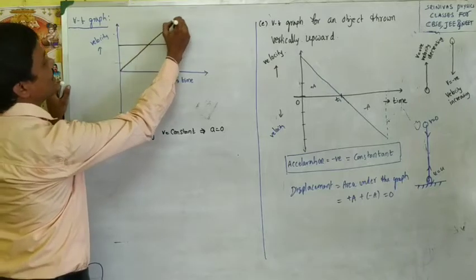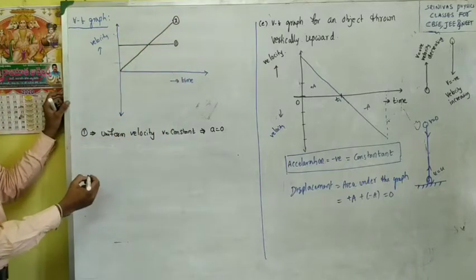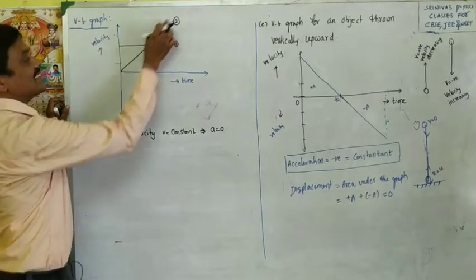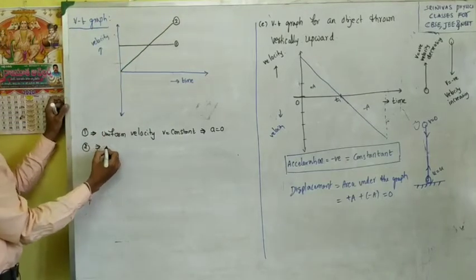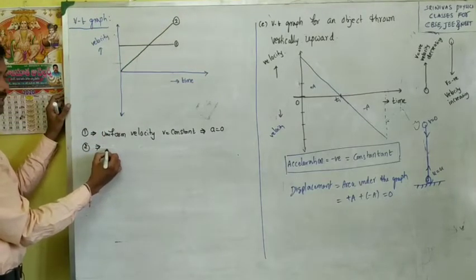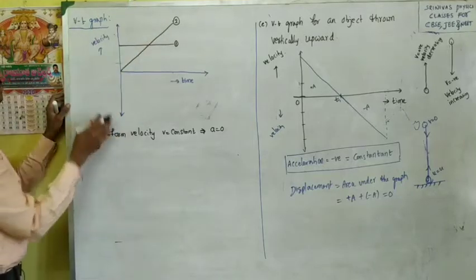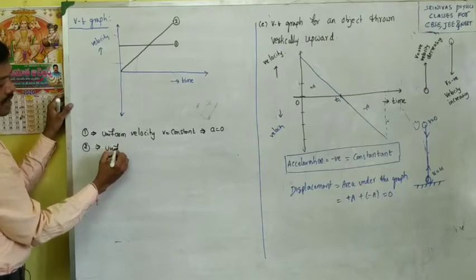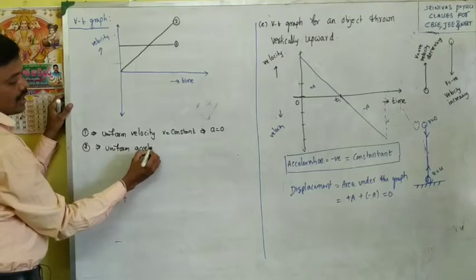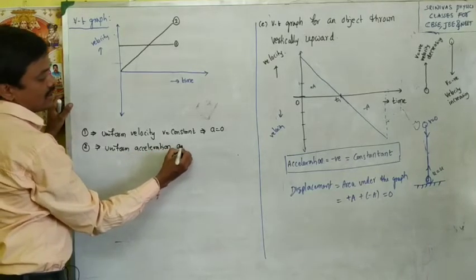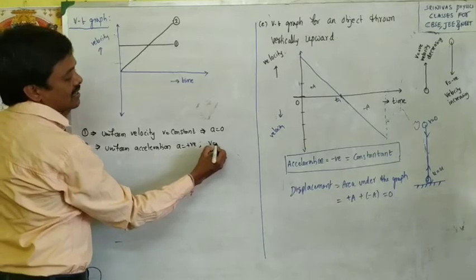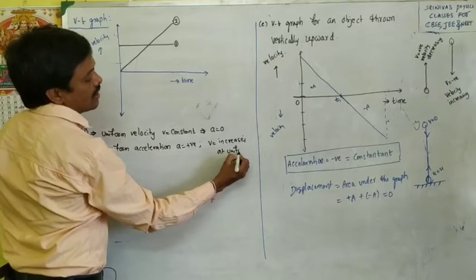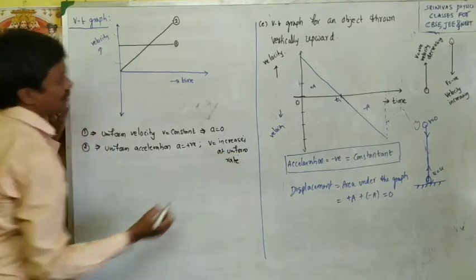Let us see one more graph. We will get it like this. This is the second graph. What does this indicate? The second indicates that velocity is increasing, going up. Velocity is increasing uniformly, a straight line, so it is uniform acceleration. Here acceleration is positive and velocity increases at a uniform rate, right? Okay, very good.